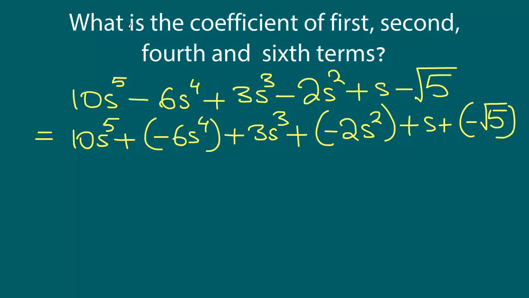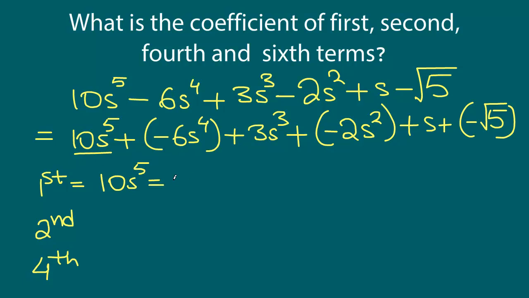Now let's go back to our original question. We need to find out the coefficients of the first, second, fourth, and sixth terms. So let's write these terms. The first term, the second term, the fourth term, and then we will get to the sixth term. So the first term is this, which is 10s power 5, which we can write as 10 times s power 5, and hence 10 is the coefficient. For the second term, now the second term is minus 6s power 4.